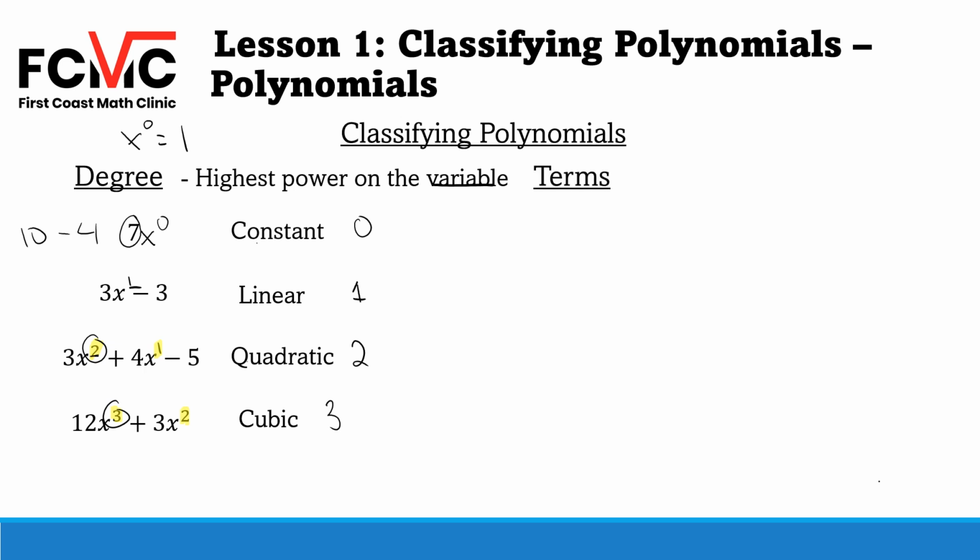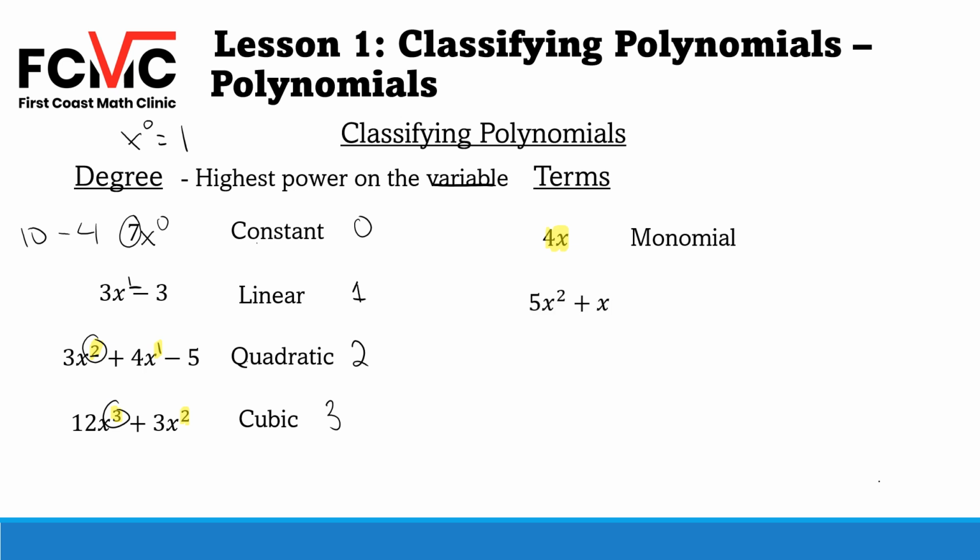Now, if we want to classify by term, that's basically just the number of terms that we have in our expression. So if I have something like 4x, we've got just one term by itself, so that's a monomial.